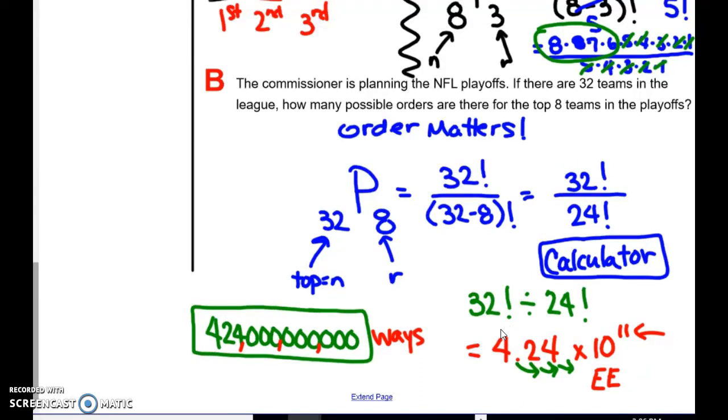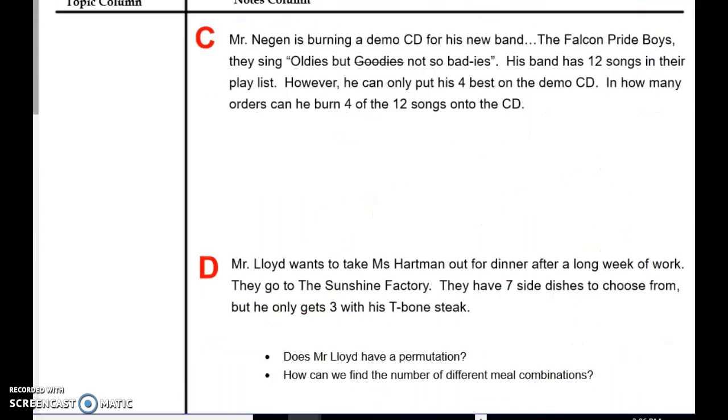All right, flip your page over. We will finish the last few questions on the back side. Pause until you get ready. All right, these last couple questions. We have Mr. Nagan, Coach Nagan from Armstrong here. He's burning a demo CD for his new band, Falcon Pride Boys. They sing oldies but goodies, or maybe not so baddies, it says.